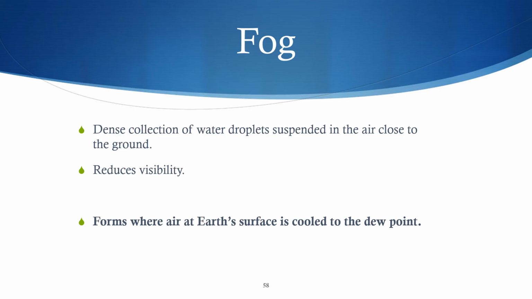Fog really increases the risk of traffic accidents, all kinds of accidents involving a moving vehicle of some sort, and delays. There are several different kinds of fog that form under various environmental conditions, but all of them form where air at the Earth's surface is cooled to the dew point. This is what all types of fog have in common. You have to get that air right down near the Earth's surface cooled to saturation.